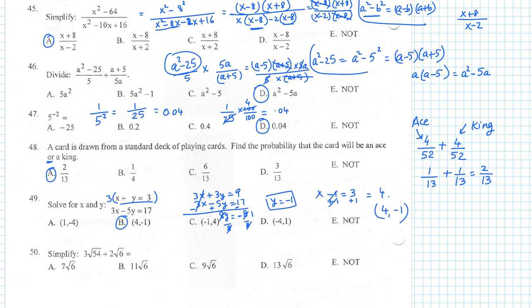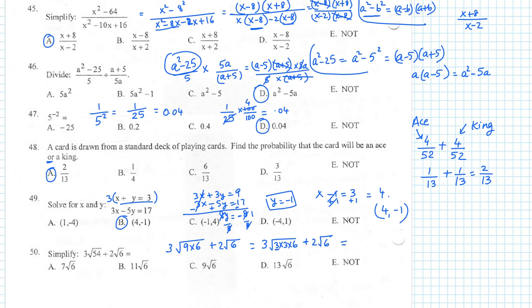Question 50, simplify 3 times square root 54 plus 2 times square root 6. So 3 times square root 54. So what's 54? 54 is 9 times 6, and then 2 times square root 6. And 9 can be further factorized as 3 times 3 and times 6. And then this is 2 times square root 6.